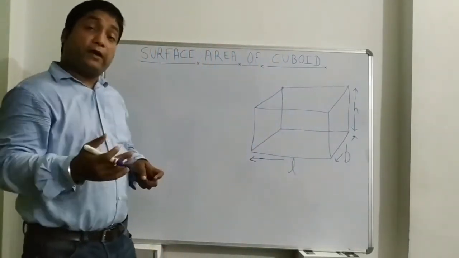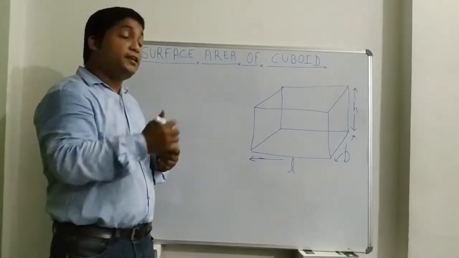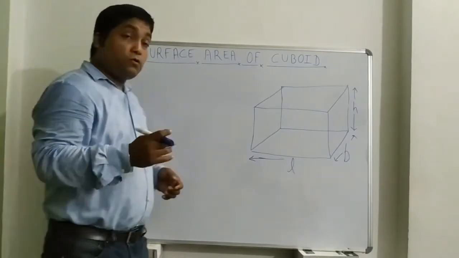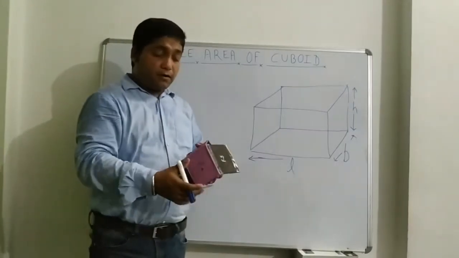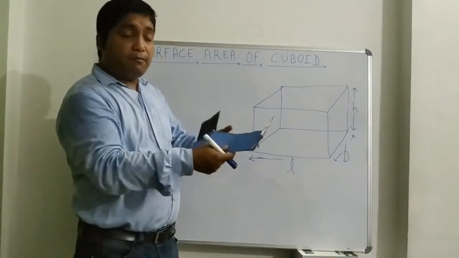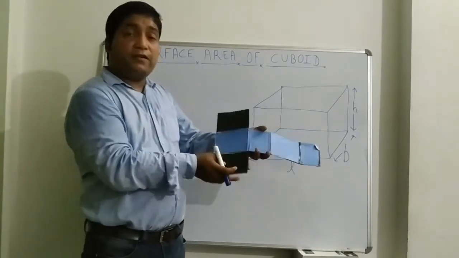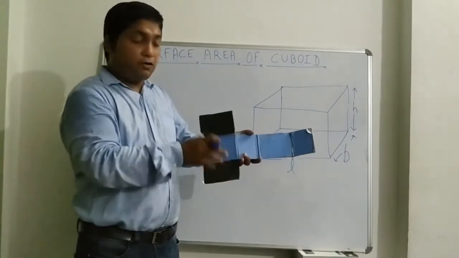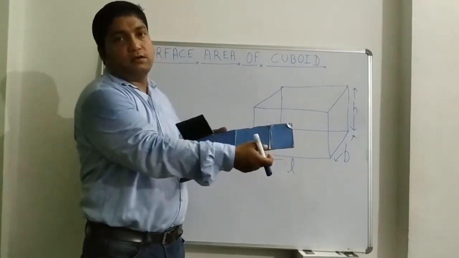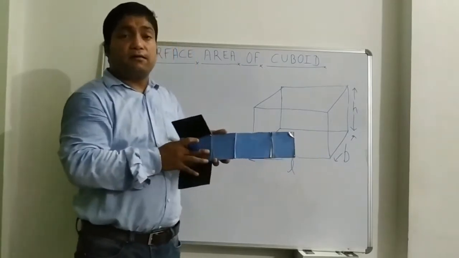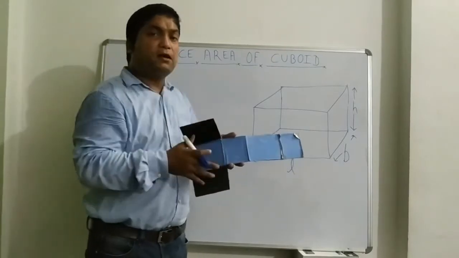If you want to find the area of the cuboid, it means the surface area of the cuboid, you have to better understand the cuboid. To understand the cuboid, I have made a model. You have seen that there are different rectangles: rectangle 1, rectangle 2, rectangle 3, rectangle 4, rectangle 5, and rectangle 6. When these rectangles are combined or meet each other, they make a cuboid.